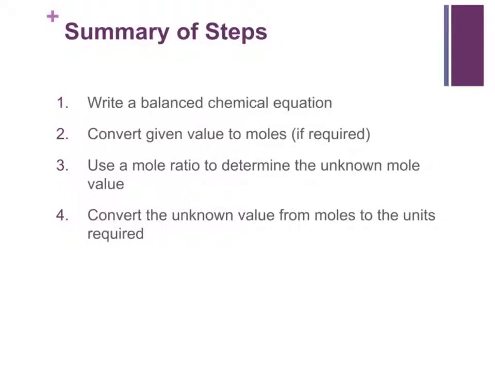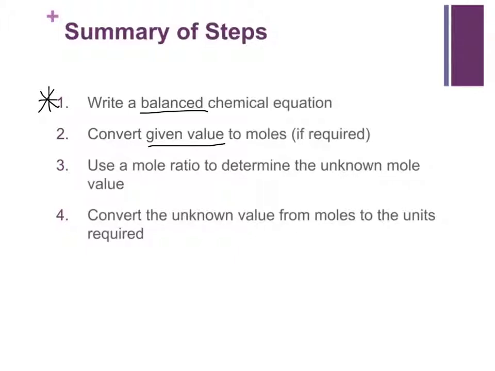There are four main steps that we should follow when solving any stoichiometry problem. The first step is that we should write a balanced chemical equation if it is not given. The second step takes the given value in the problem and converts it to moles if required.